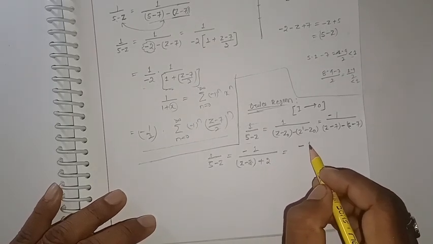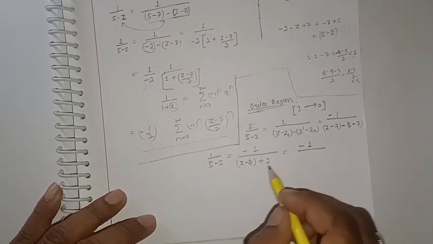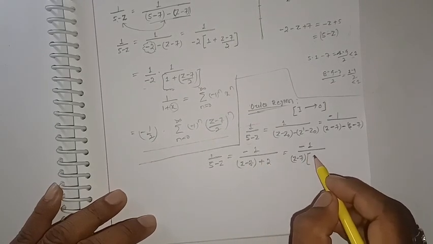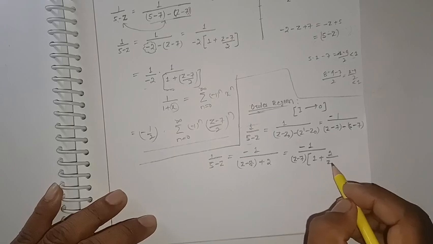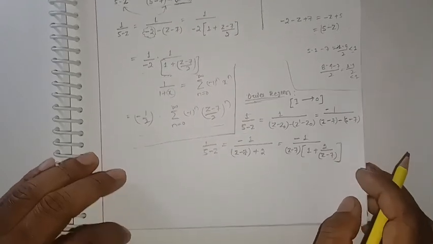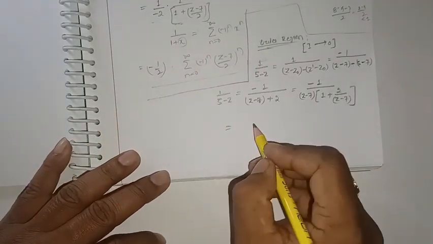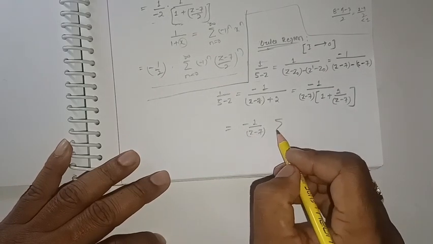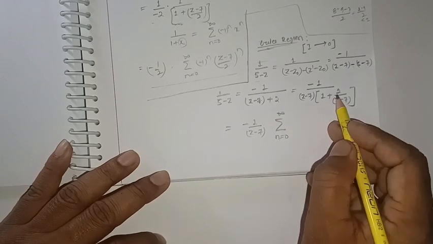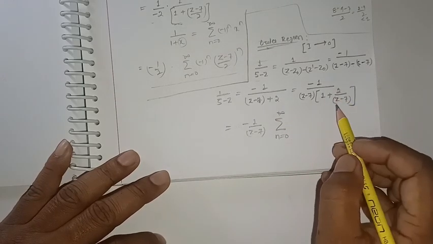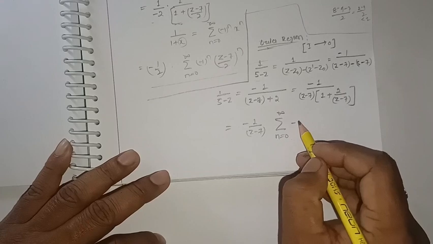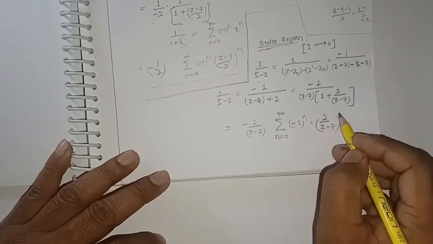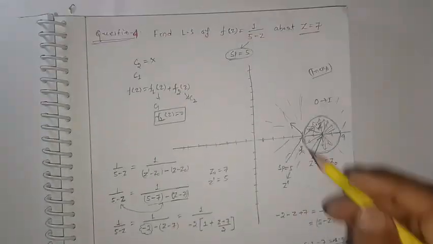So for the first term, in this bracket, z minus 7 taken outside, we found 1 plus 2 by z minus 7. Now the Laurent series will be minus 1 by z minus 7, and this will be summation over n equal to 0 to infinity of minus 1 to the power n into 2 by z minus 7 to the power n. So this will be the Laurent series for the outer region.